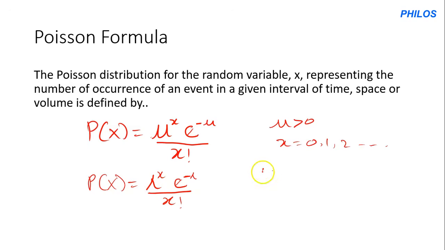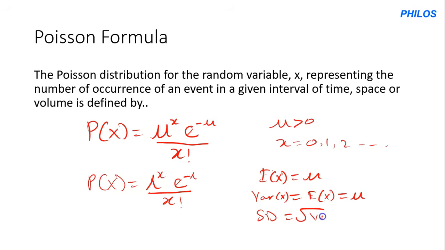Now, in Poisson distribution, the expected value of x is the mean in the question, which is mu, or lambda, okay? And then the variance of x should be equal to the expected value of x, which is equal to mu also. So in Poisson distribution, the mean is equal to the variance, but the standard deviation is equal to the square root of the variance.